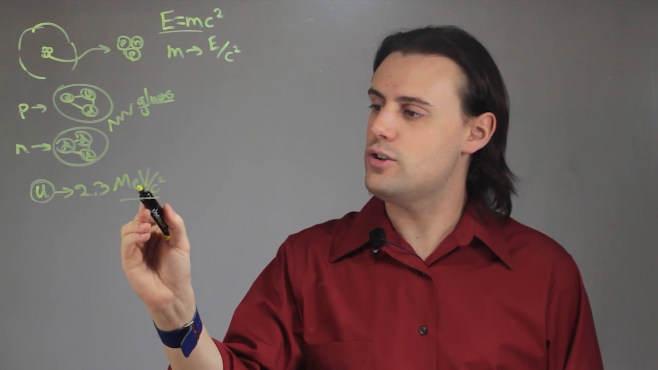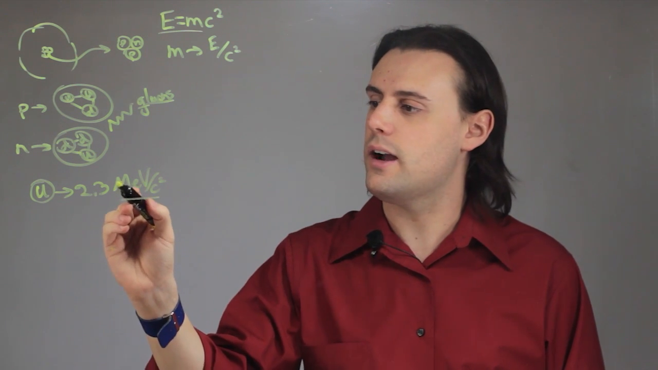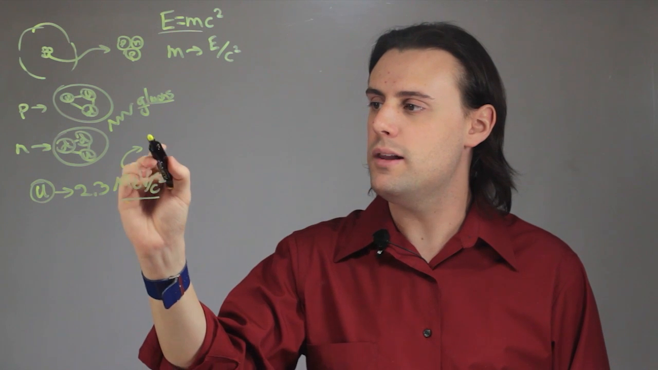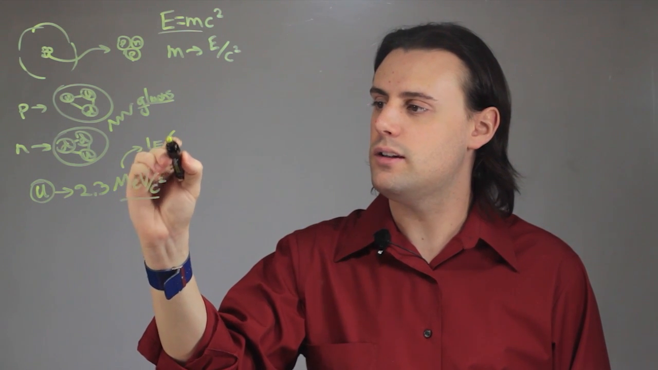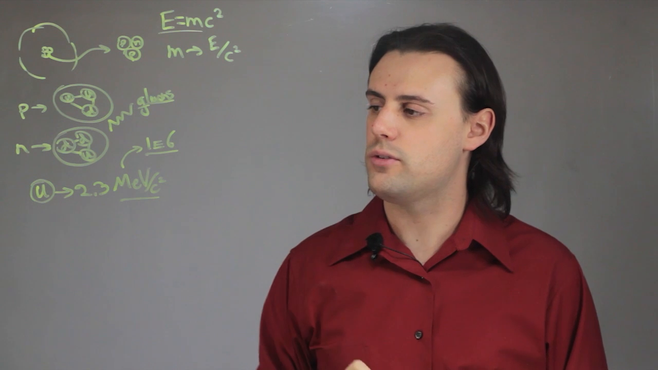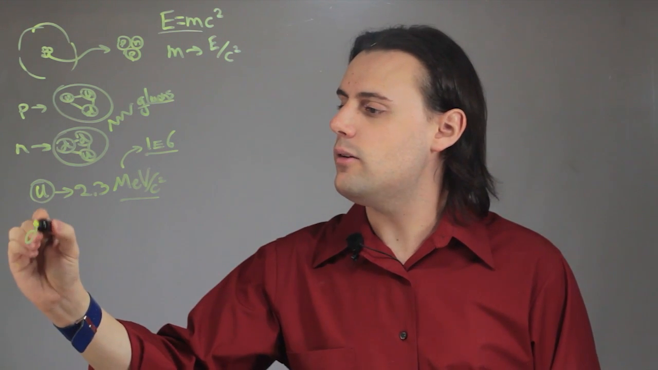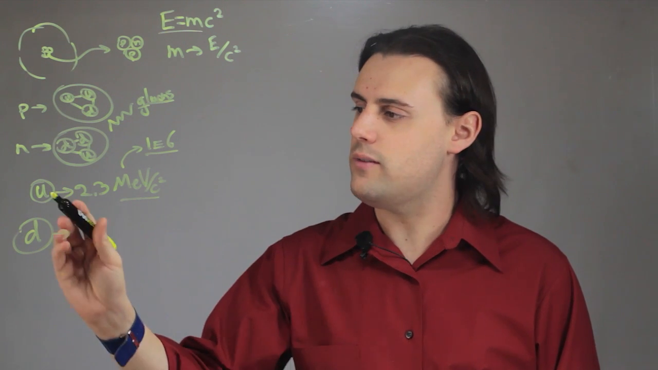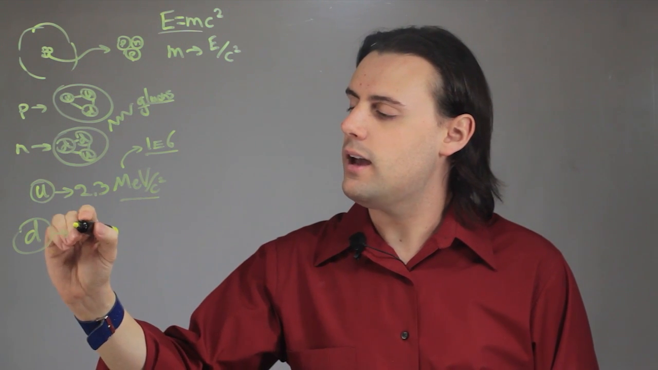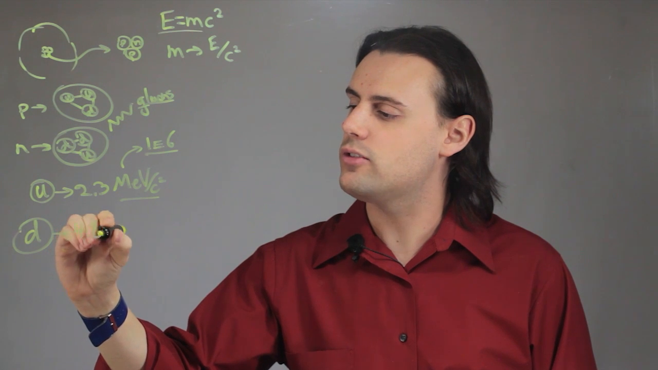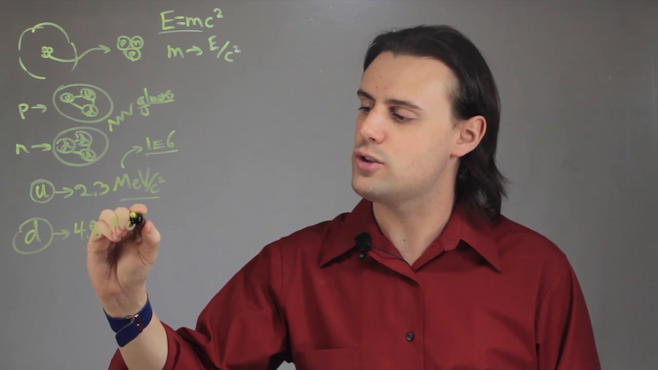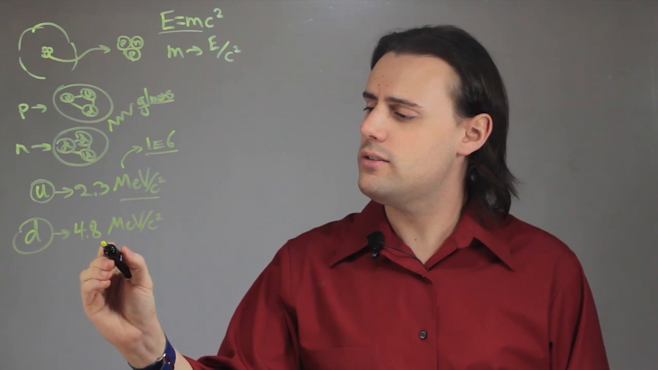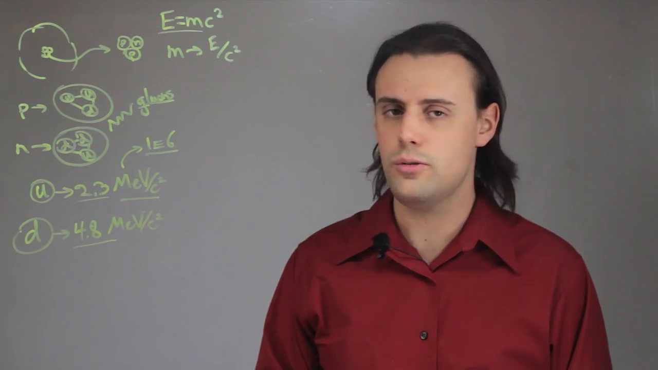And here the unit of energy is electron volts. And here I have 2.3 mega, which means 1 million, or 1 times 10 to the 6, electron volts per speed of light squared. The down quark is a little over twice as heavy as the up quark, and it has a mass of approximately 4.8 mega electron volts per speed of light squared. So we see that indeed the quarks do have mass.